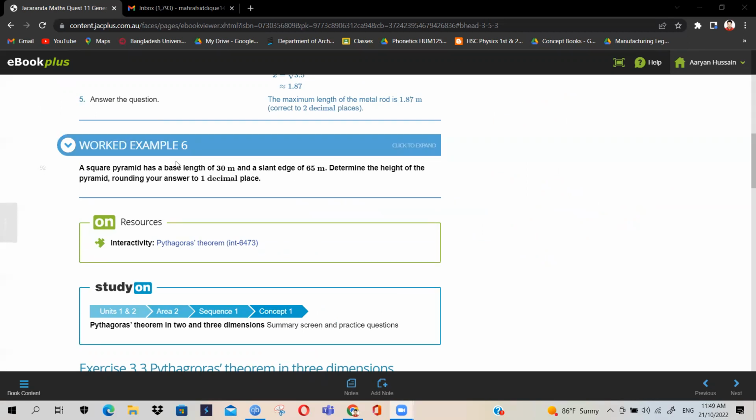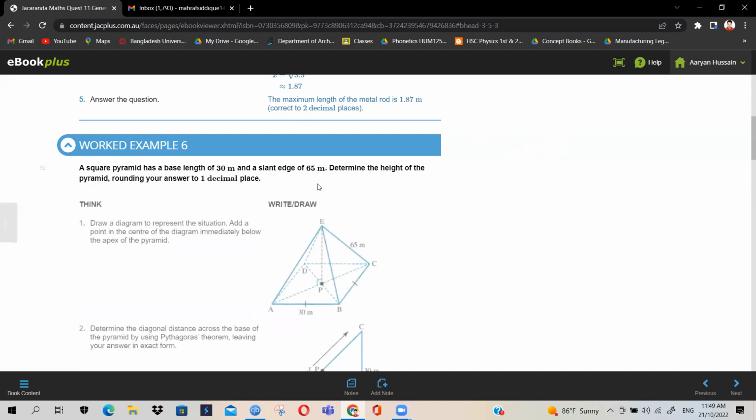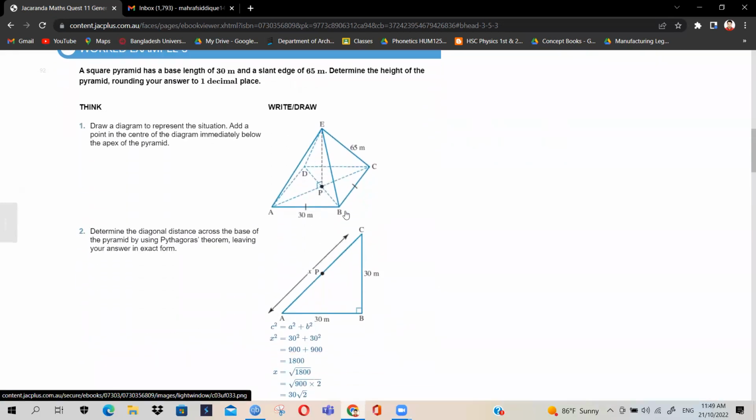But if you have to draw the diagram, that is what I'm thinking. Do you need to draw the diagram? I don't think so. I don't think you have to draw. Yeah, I don't think so either. It's going to be very difficult.